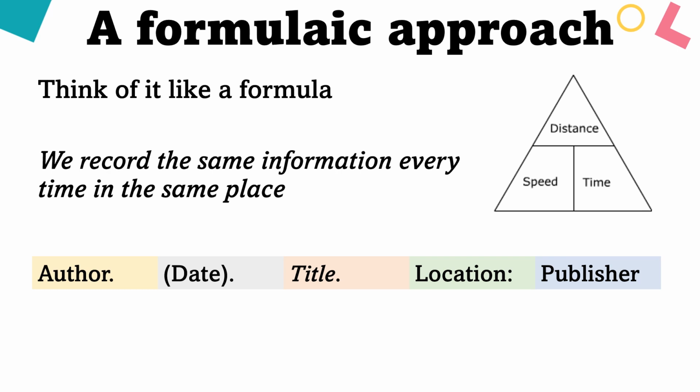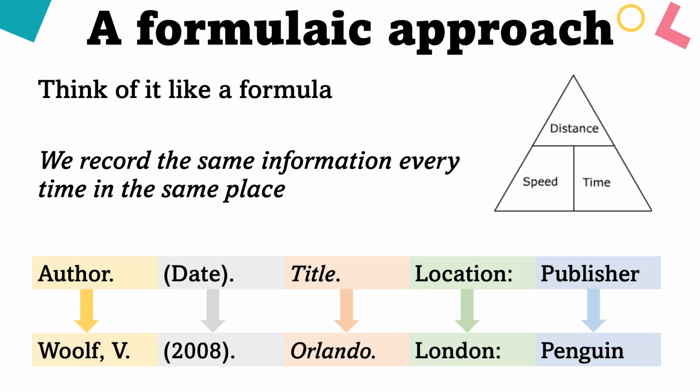In this example, you can see we start with the author before moving on to the date, title, publishing location, and publisher. All of the other features you see, such as the use of punctuation and italics, count as part of that style of referencing and must be included. Let's populate these fields with the details of Orlando. I'm simply adding my source information into the relevant fields, which is not a hardship.